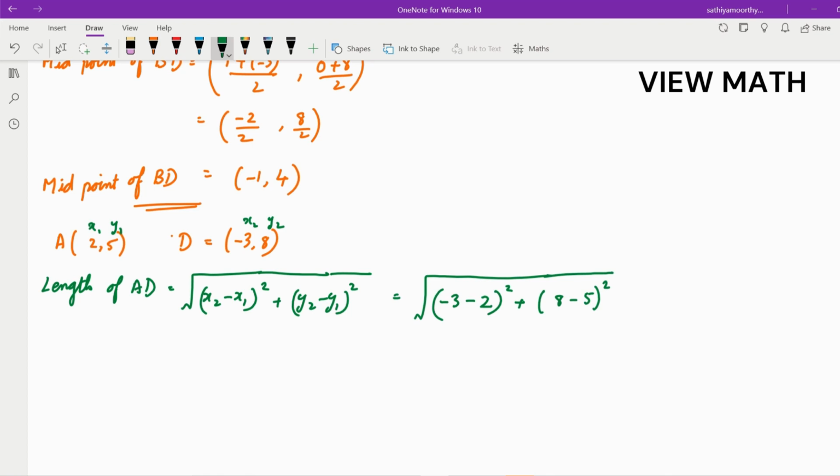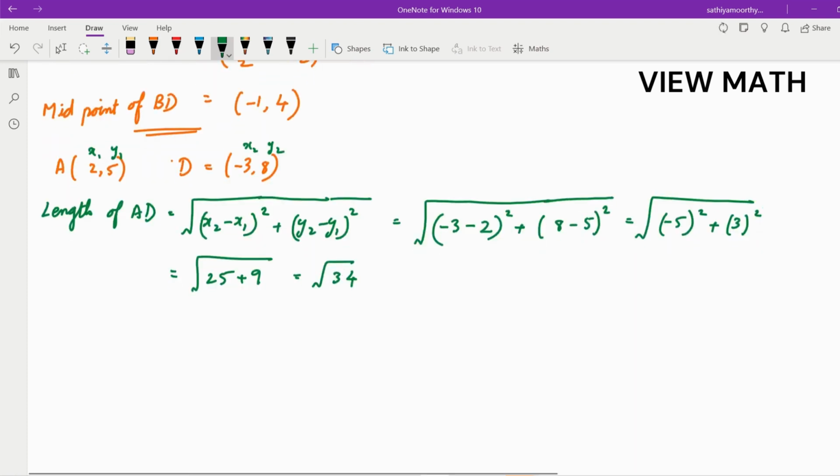Let me simplify this. This is equal to square root of (-5) the whole square plus (8 minus 5 is 3) the whole square. So this is equal to, (-5) the whole square is 25, plus 9. So this is equal to square root of 34.